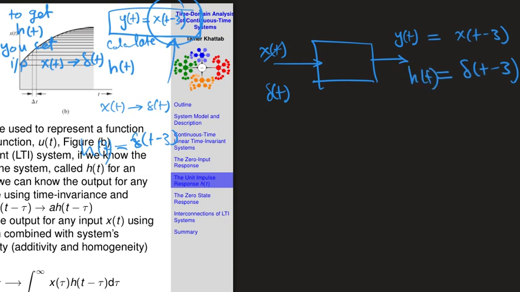I wanted to ask, is it always shifted? If it's a delay, is it always shifted? Or how do we know that it's a delay system? It's a delay system because, again, it takes the input and shifts it by 3, so that's causing a delay. It shifts it to the right. If it shifts it to the left, that's not a delay. That's an advance, which is a non-causal system. Okay?